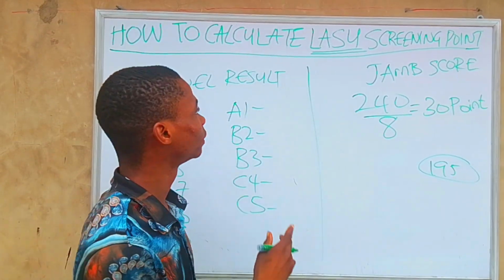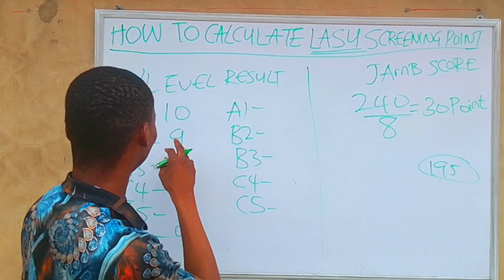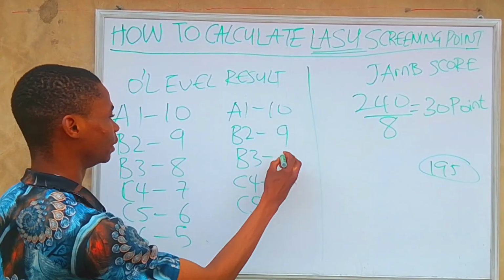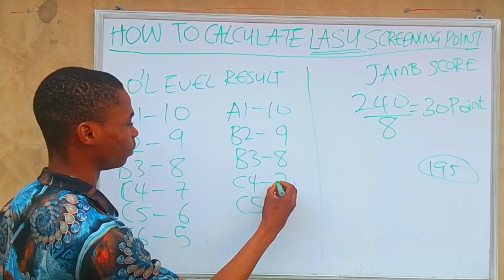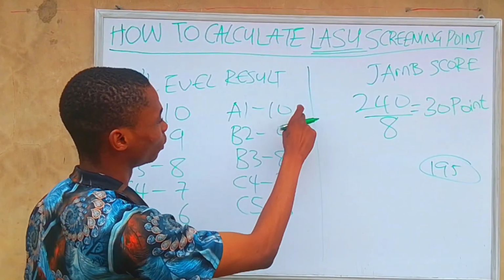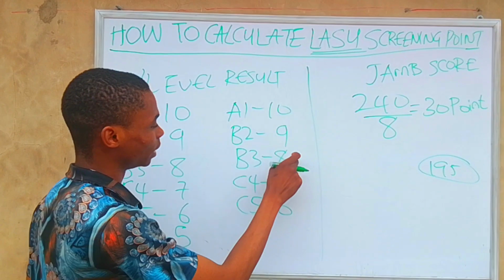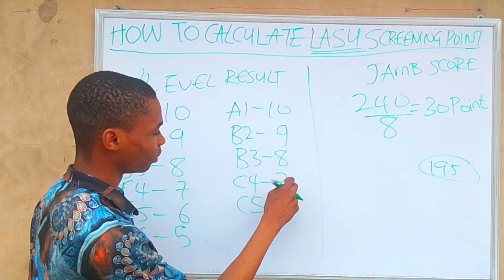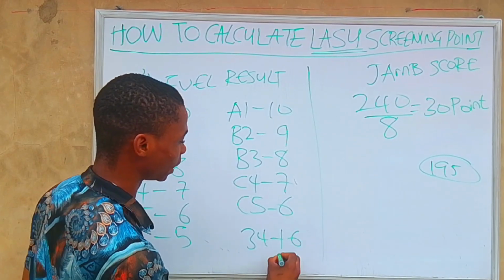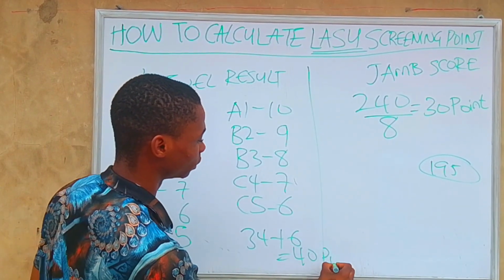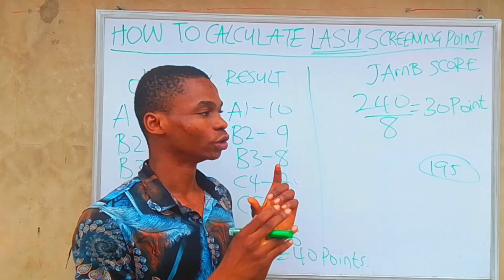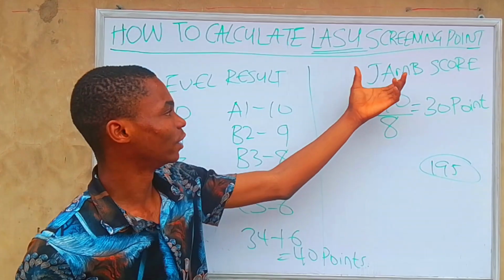Now, let's calculate for O-level result. A1, 10, B2, 9, B3, 8, C4, 7 points, C5, 6 points. Let's add it up together. 10 plus 9 is 19, plus 8 is 27. 27 plus 7 is 34. 34 plus 6 is 40 points. The next thing to do is to sum up your O-level result and your JAMB score.